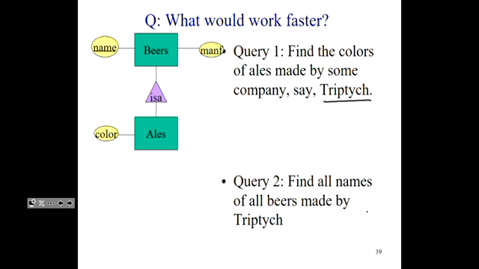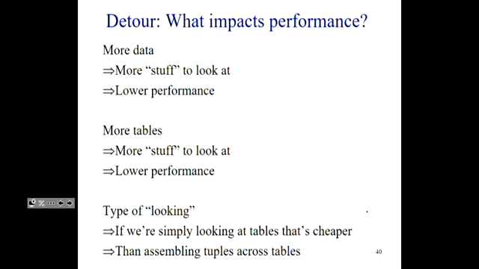All right. So the first query was find the colors of ales made by some company, for instance, Triptych. The second one was find all names of all beers made by Triptych. Before we got into that, we were talking about what would impact performance. The first thing that impacts performance is if there's more data to look at, that is bad, right? The more stuff you need to look at, that leads to lower performance. The more tables that you need to look at, the lower the performance. Again, this is similar to more data, right?